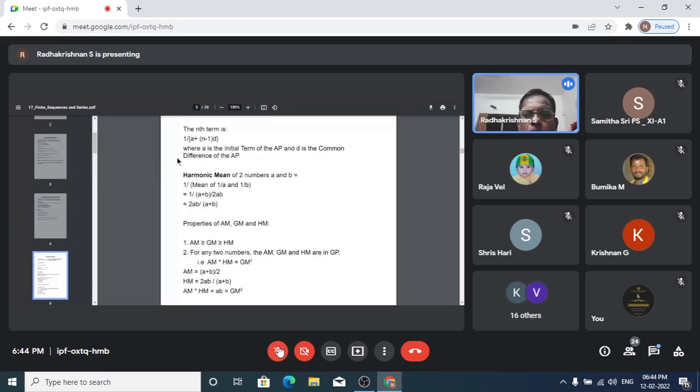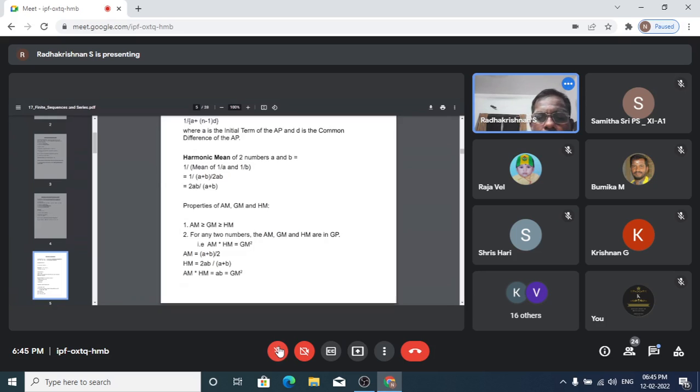The harmonic mean of two numbers is 1 by the mean of 1 by A and 1 by B, where A and B are the two numbers. So 1 by A and 1 by B are in arithmetic progression. We find their average and take 1 by that, and that becomes the harmonic mean. That simplifies to 2AB divided by A plus B. That is the harmonic mean of the two numbers A and B.